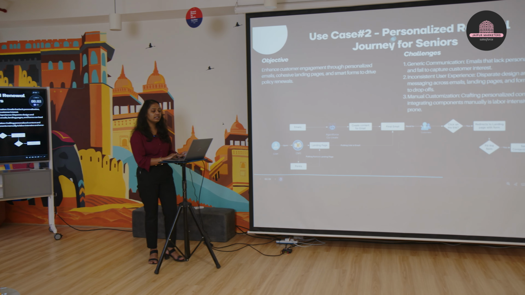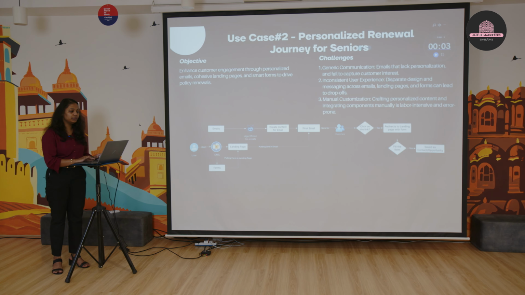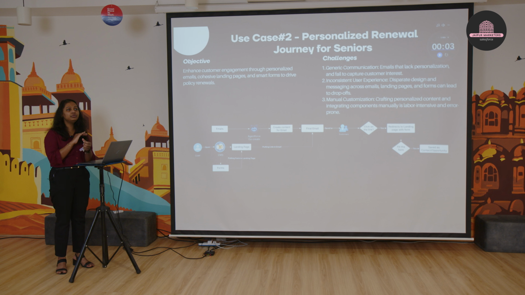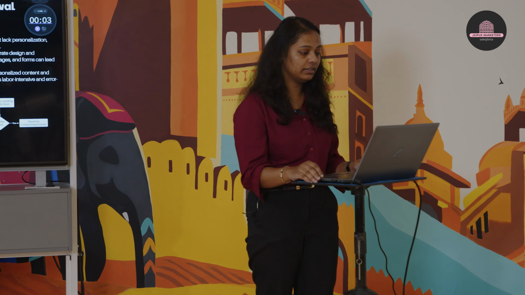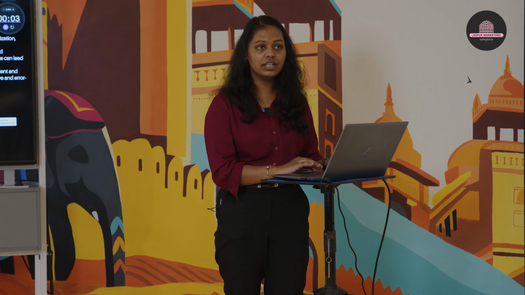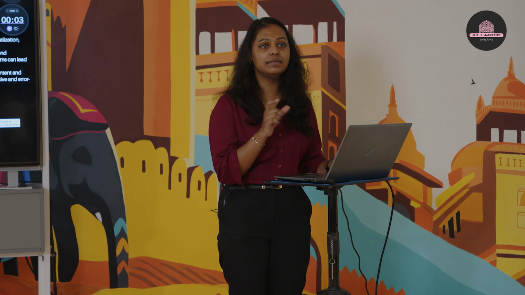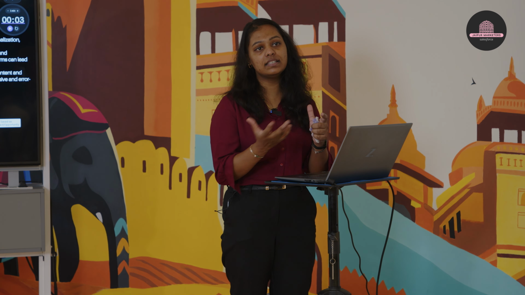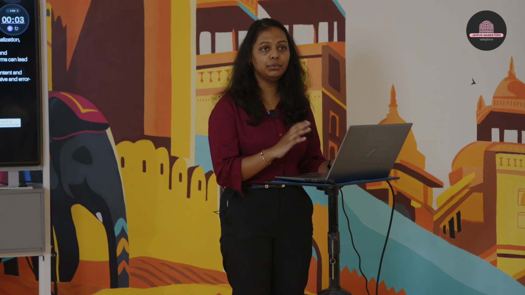The next use case is that we need to personalize the renewal journey for the seniors. As I mentioned, we have created the campaigns, the emails, and the segments. These are the three things we have already created. Now, how do we trigger or create a flow so that the right audience gets our emails? The challenge with Acme Insurance was that they were getting generic communication, with no personalization, an inconsistent user experience, and manual customization that we had to do. But now we don't have to do any of these things.